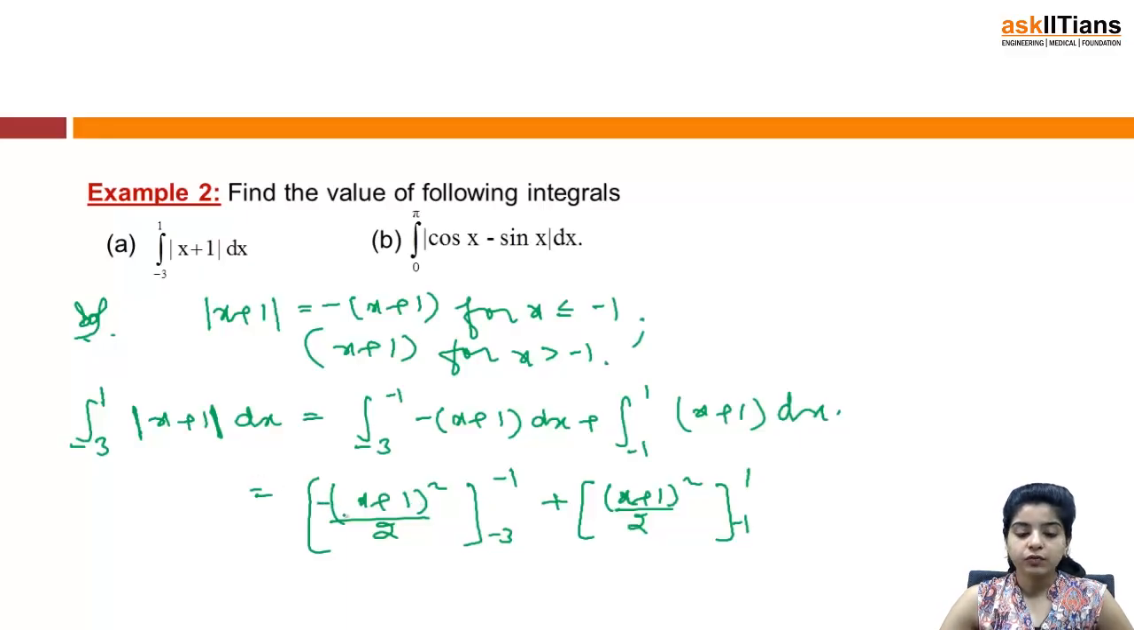So I have minus of (x+1)² by 2 minus 3 to minus 1, and just substitute now the limits. So I have minus 1 plus 1 becomes 0, then I'll have minus minus becomes plus, and minus 3 plus 1 is minus 2, and minus 2 whole square becomes 4 by 2, that's 2, plus I'll have 1 plus 1 is 2, square by 2 is 2, minus I'll have 0. So basically I have my result as 4.